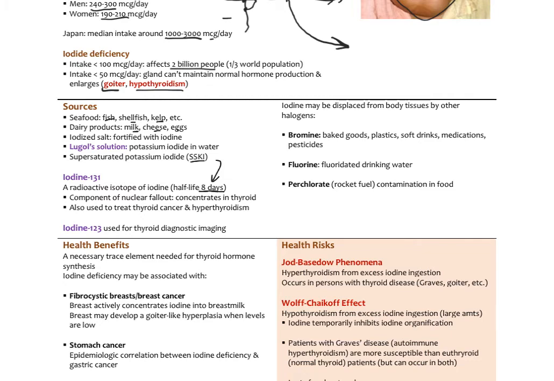The iodine 131 is also used as a treatment for thyroid cancer and hyperthyroidism in particular. So one of the treatments available for hyperthyroidism, and again in the United States the primary cause of hyperthyroidism is autoimmune, and that's called Graves' disease. And we'll talk about that.